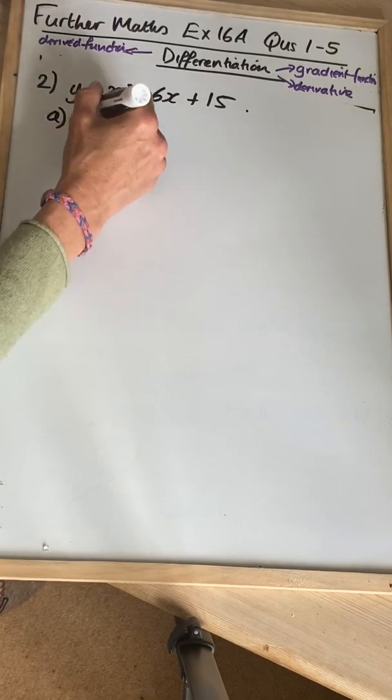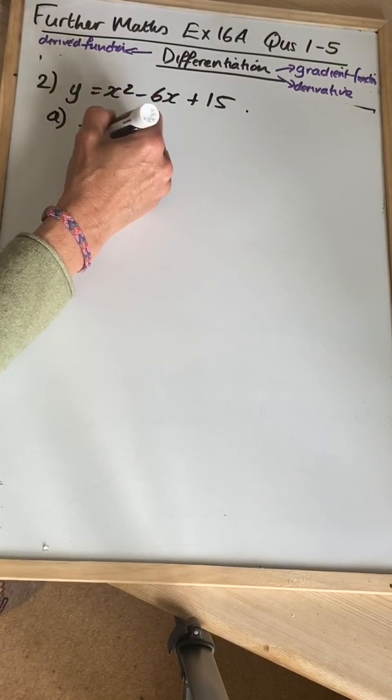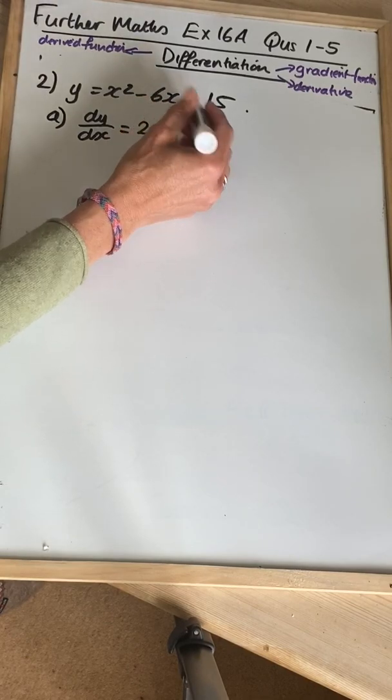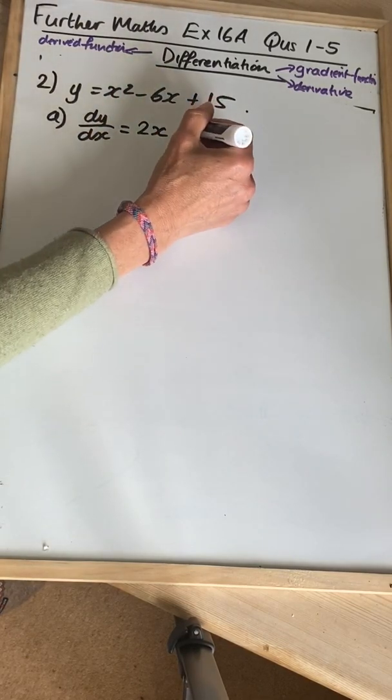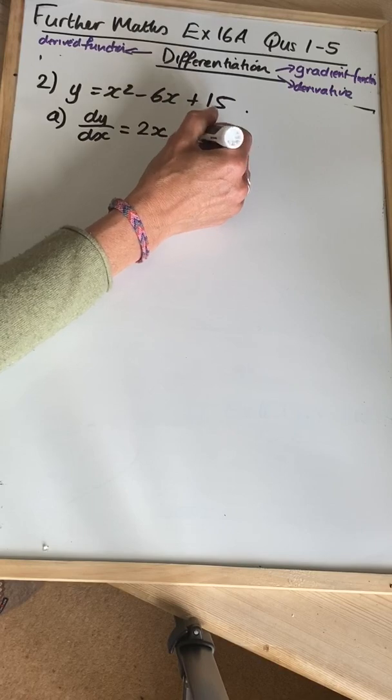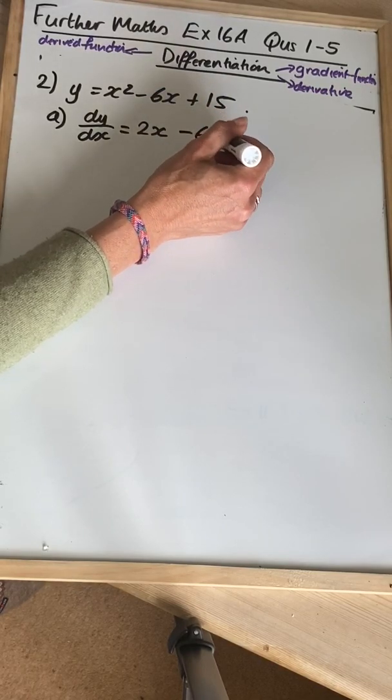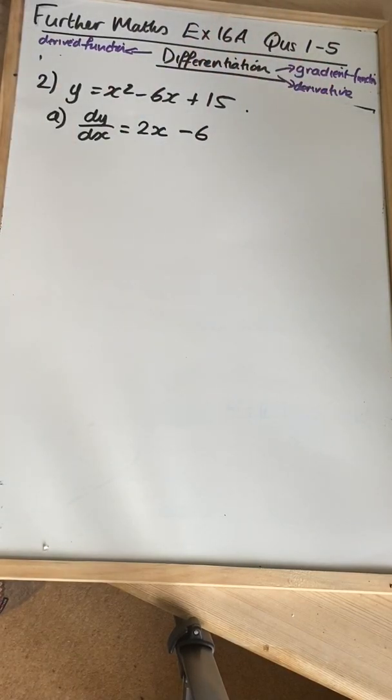Part A, work out dy by dx. So we're just going to go through the process. We're going to bring that power down in front, multiply the coefficient by it, reduce the power by 1, so it's just 2x. And then do the same here. Power is 1, so we've still got a minus 6, but the x is to the naught, so it's disappeared. So dy by dx is 2x minus 6.